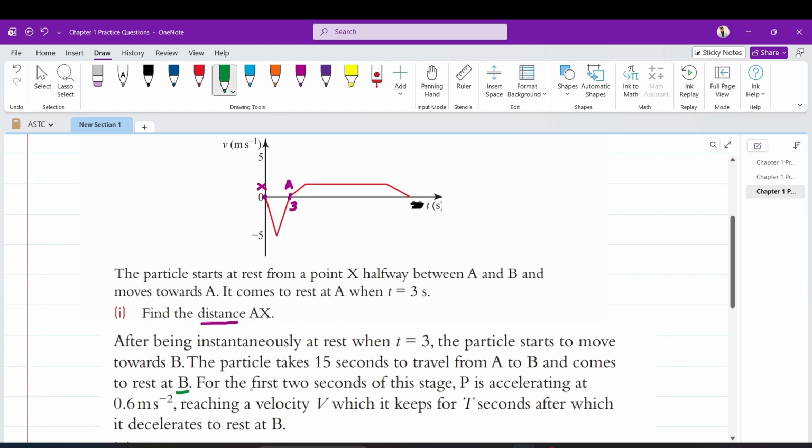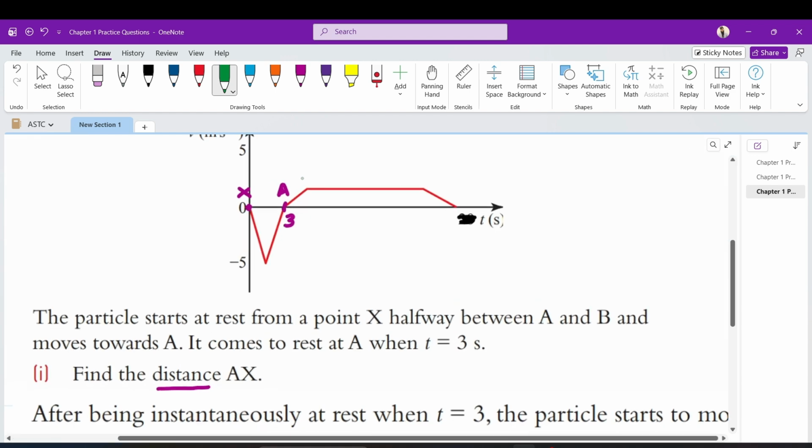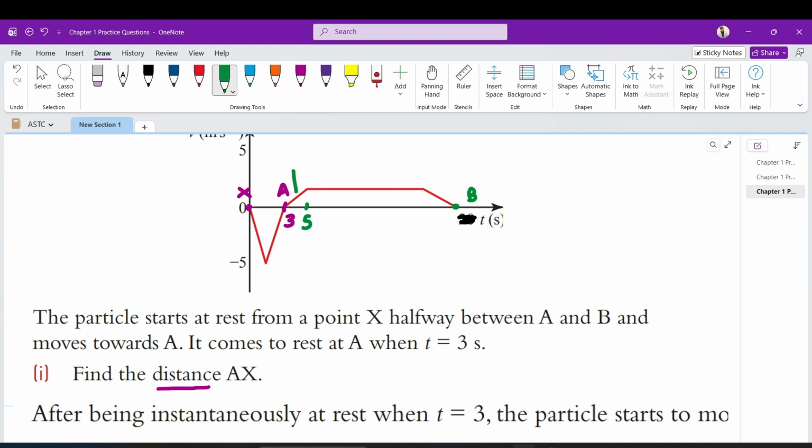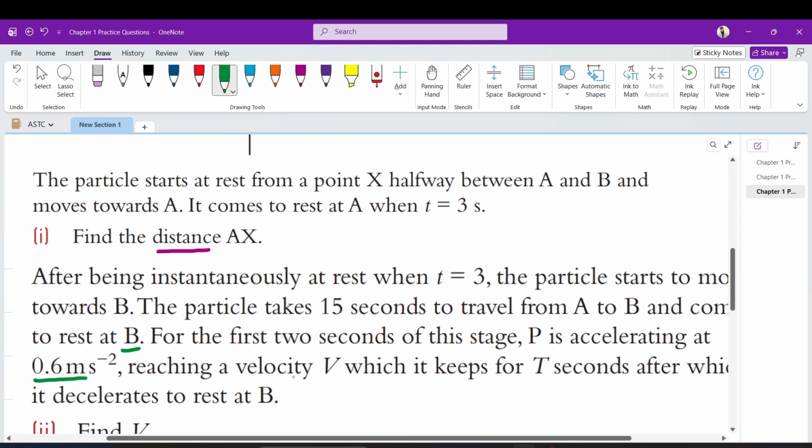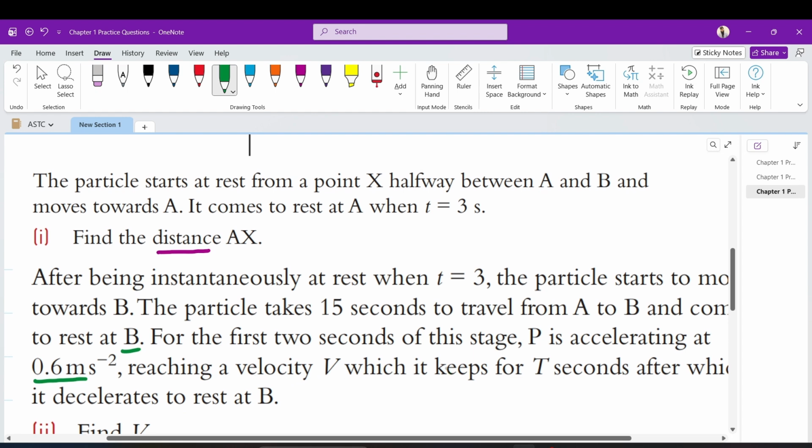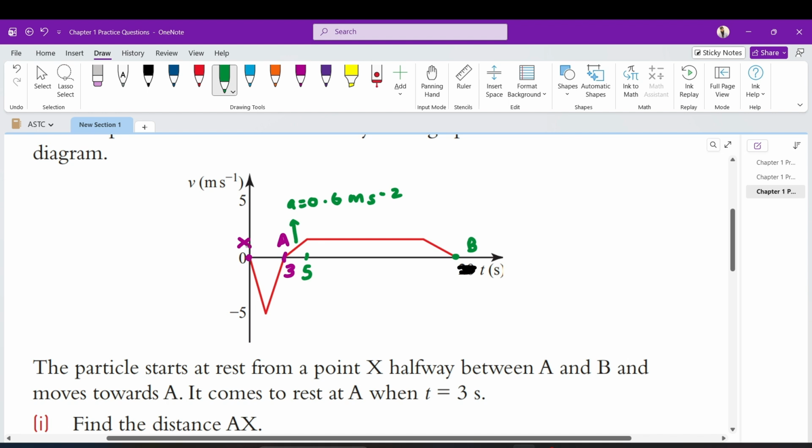Now for the first 2 seconds of this stage, P is accelerating at 0.6 meters per second square. It says for the first 2 seconds after starting from A towards B. So after adding 2 seconds, this becomes 5, and the acceleration at this point is going to be 0.6 meters per second square. Then reaching a velocity v, which it keeps for t seconds.